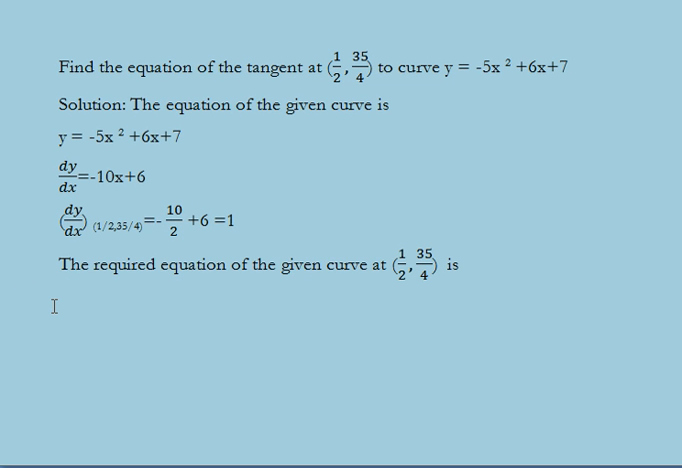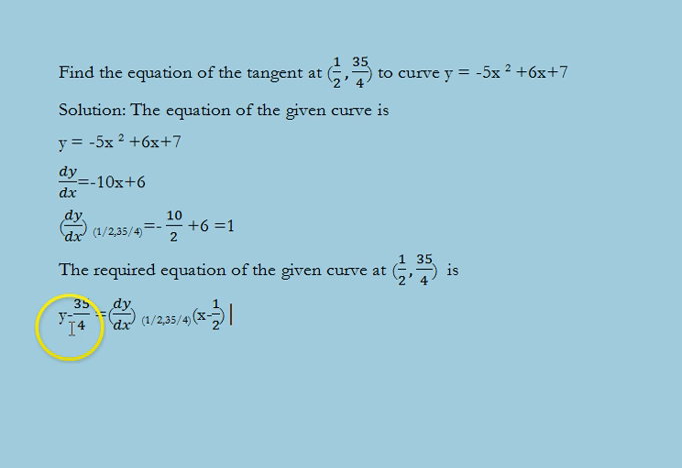Now we know that the required equation of the tangent at the given point with coordinates 1/2 and 35/4 is given as y minus y1 equal to dy/dx at point P times (x minus x1). Thus we have the equation as y minus 35/4 equal to dy/dx at the point whose coordinates are 1/2 and 35/4 times (x minus 1/2), which implies that the required equation is y minus 35/4 equal to m times (x minus 1/2).